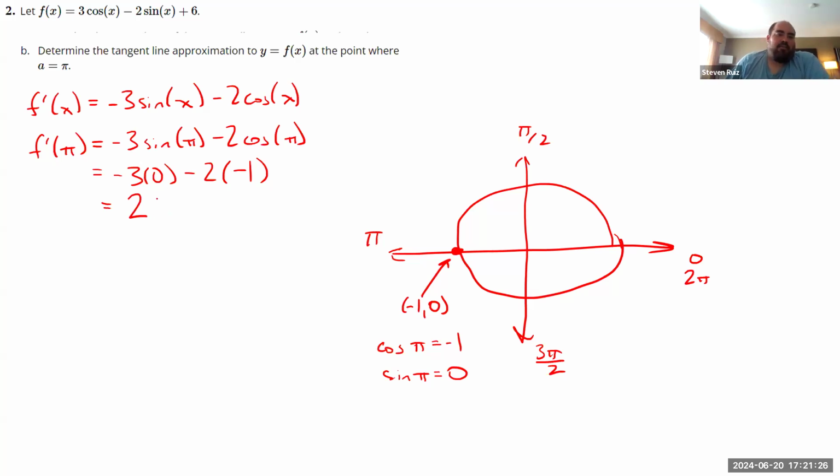But I need to find the full equation. So let's do this in point-slope form, and then we'll manipulate it to look like slope-intercept form. So y minus y1 equals m times x minus x1. Do I have values for y1 and x1? At this point, I don't think I do. So let's get those. Well, I have x1, I guess that's pi. But what is f of pi?